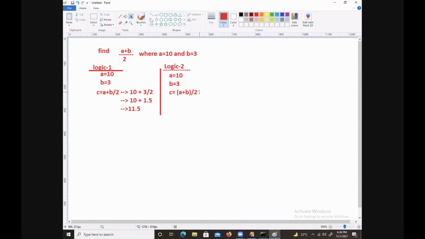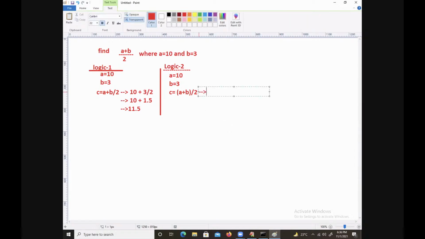So the answer which we are getting for this is C is equal to 10 plus 3 by 2, so C is equal to 13 by 2. Come on, anybody else? Abhi, what is the answer? 6.5. Abhi, take care, 6.5.